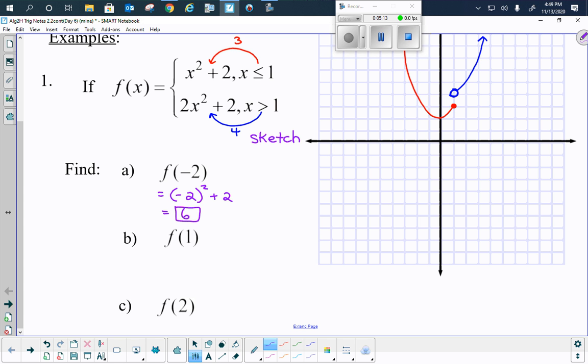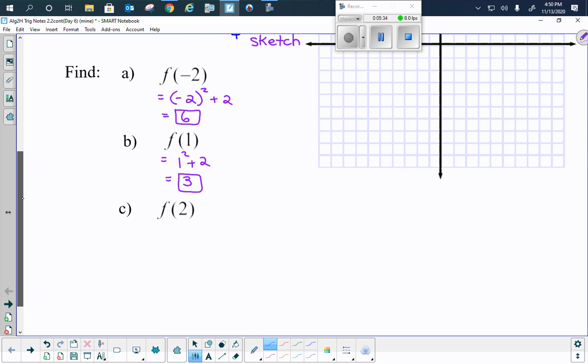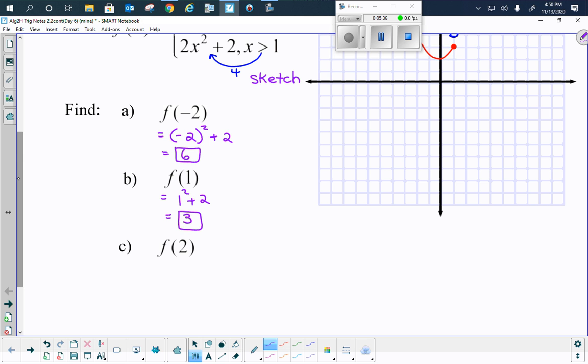All right, f of 1. Well, notice 1 is only defined for the top function, so you'd be plugging it into the top one. 1 squared plus 2 would give us 3. f of 2 would fit where? Well, 2 is greater than 1, so we should be plugging this into the bottom function. So we should be looking at 2 times 2 squared plus 2, which would give us 10.